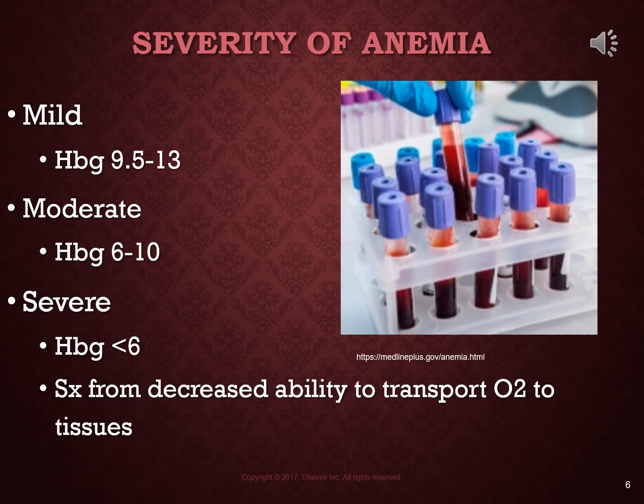Anemia is categorized into mild, moderate, and severe depending on the hemoglobin level. So a mild anemia would be 9.5 to 13, a moderate 6 to 10, and a severe less than 6. And when you have symptoms, these symptoms are from the decreased ability to transport oxygen to the tissues.